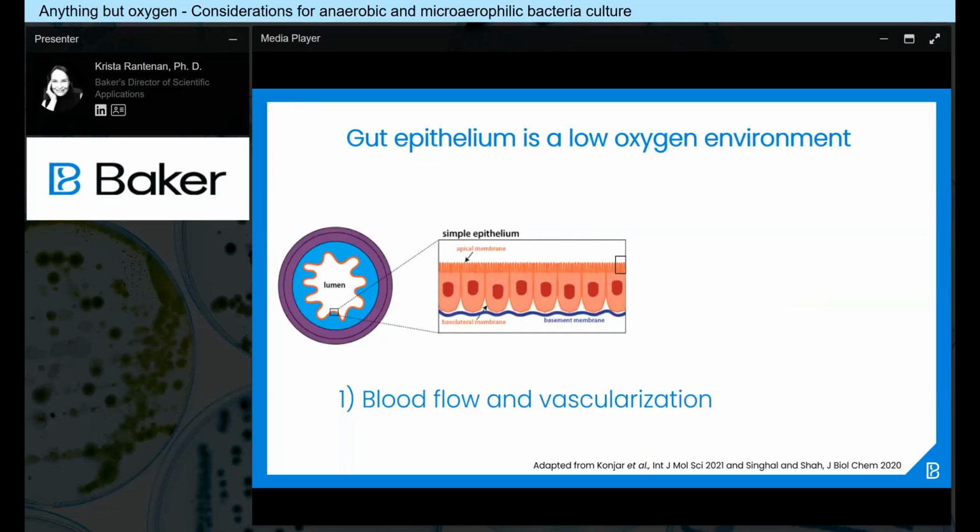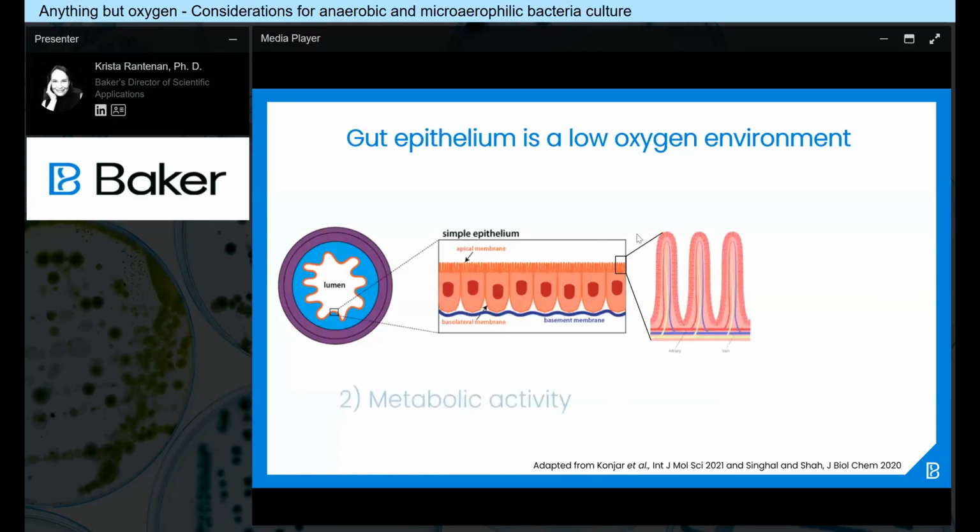So the blood flow and vascularization, that's one. Like I said, the subepithelial mucosa, located just beneath the epithelial layer, is very highly vascularized, as it receives oxygen from the nearby capillaries. But as we move deeper into the lumen, the blood flow and oxygen diffusion decrease, and of course that results in lower oxygen availability. And then we look at this border here.